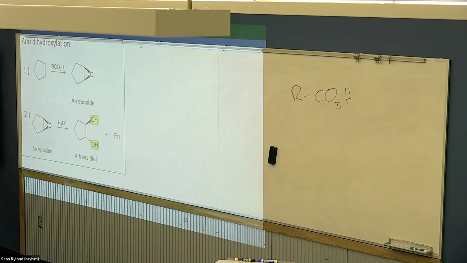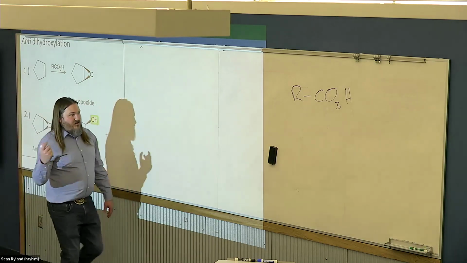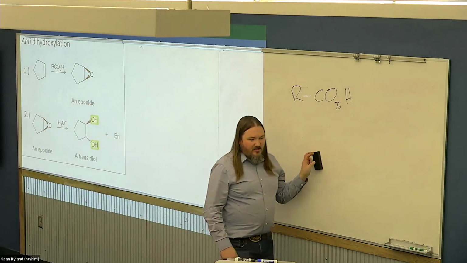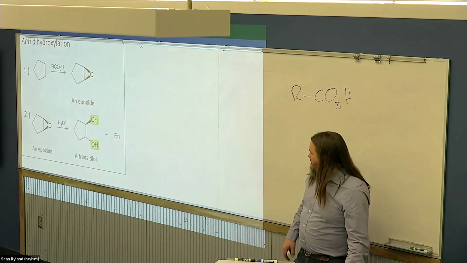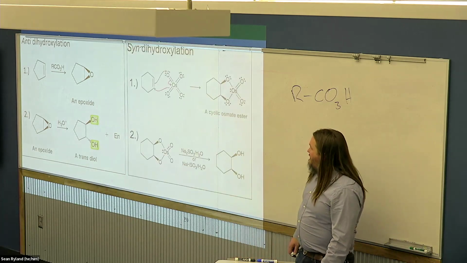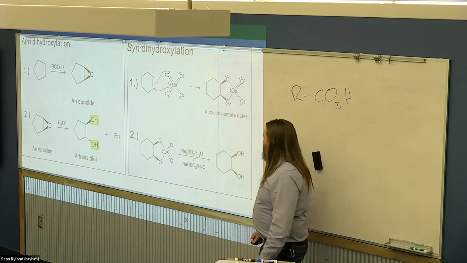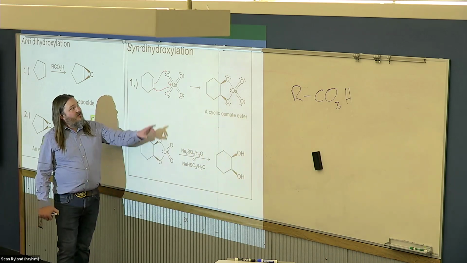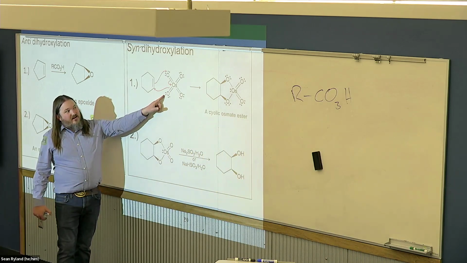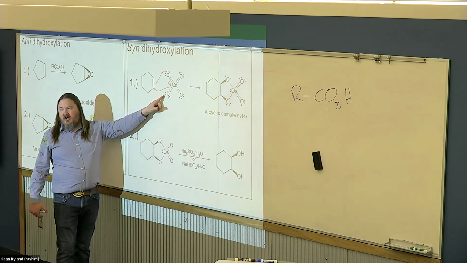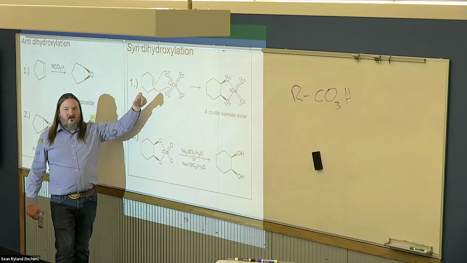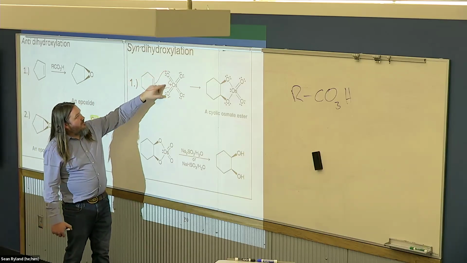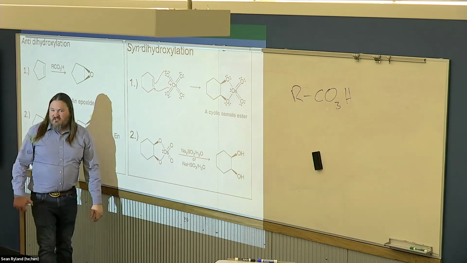If you want to do a syn dihydroxylation, you've got to catalyze it. Remember I had mentioned that a lot of the metal catalyzed reactions tend to go through a syn process. Syn dihydroxylation uses osmium tetraoxide, or OsO4. Instead of making an epoxide and then adding the second oxygen later, this basically gives us a way to add both oxygens at the same time.